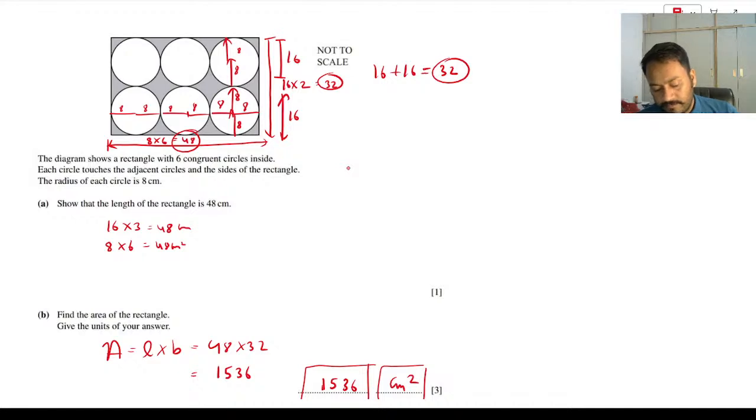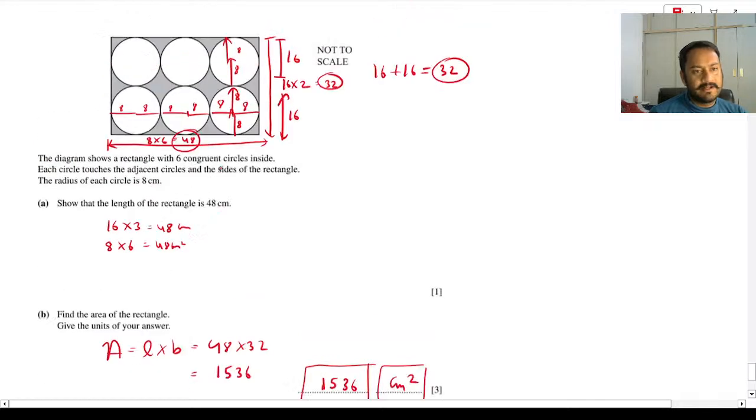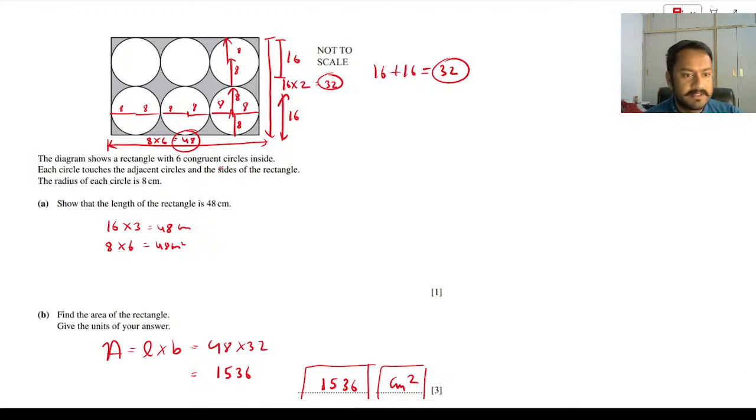Okay. So let others also answer. I will do it in just 1 minute. Final 1 minute, then I will do it. Okay. So the question is saying to calculate the percentage of rectangle that is shaded. Riya Chabra is saying 22.47. Okay. Let's see. Sheila Shah is saying 22%.